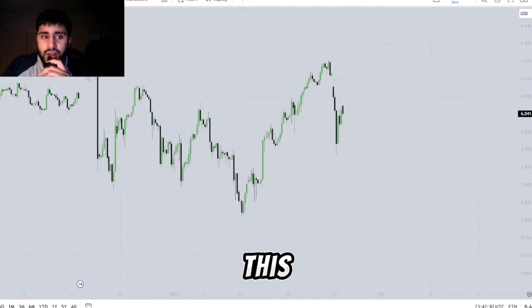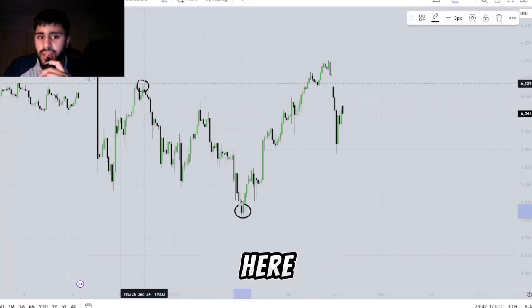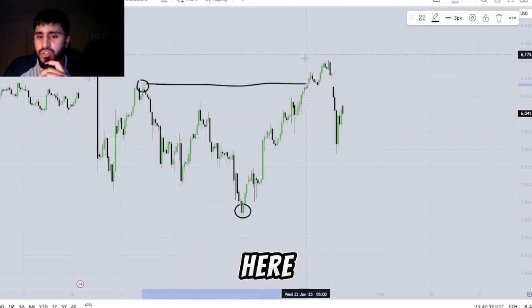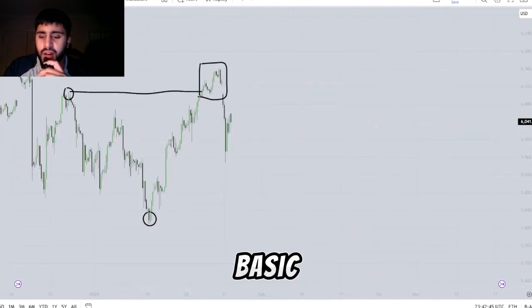So it's important to understand this, right? Let's look at market structure again very, very closely. So we had a structural high and we had a structural low down here. Now, this here was the structural break, right? This here was a structural break, and we're above this area. When we're above and high, we can expect a pullback, right? This is very, very basic kind of market structure, right?